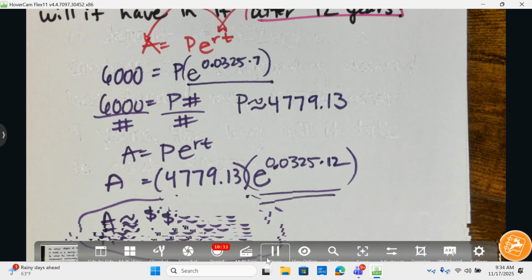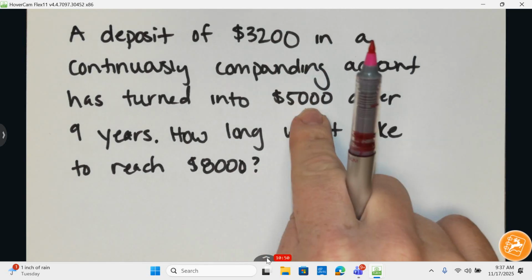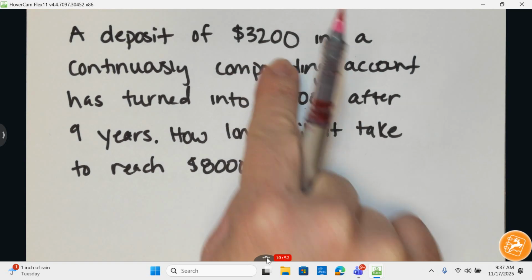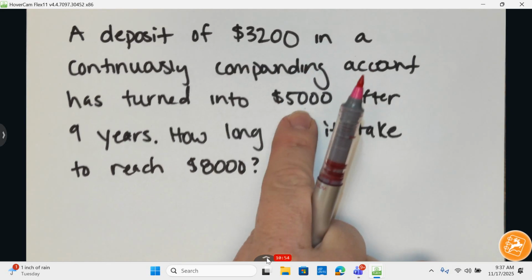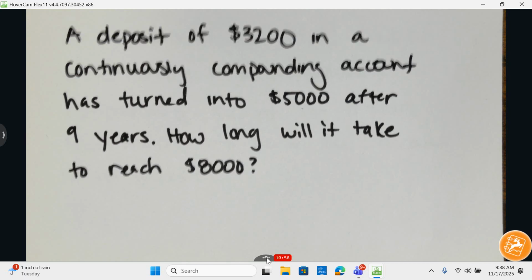Moving on right now to example number 5. Example 5 is like example 4 and like the future example number 6. A deposit of $3,200 in a continuously compounding account has turned into $5,000. Now, how does it turn into $5,000? Because of the interest it's earned. Initial, so this is your P, and this is your outcome, your A, after 9 years. How long will it take to reach $8,000?